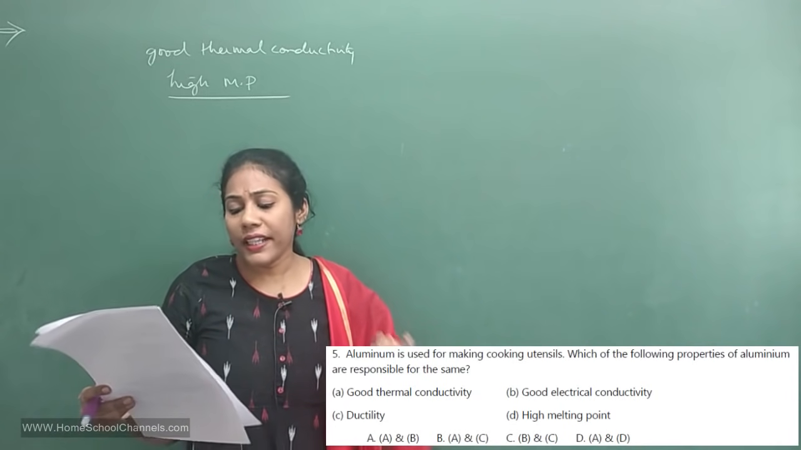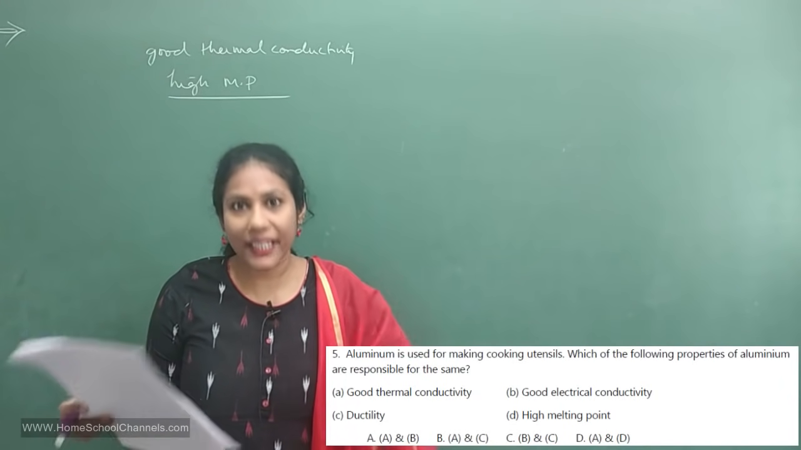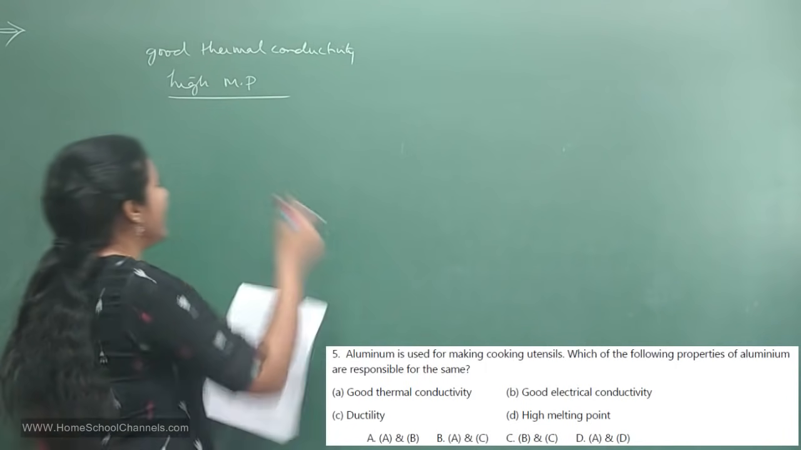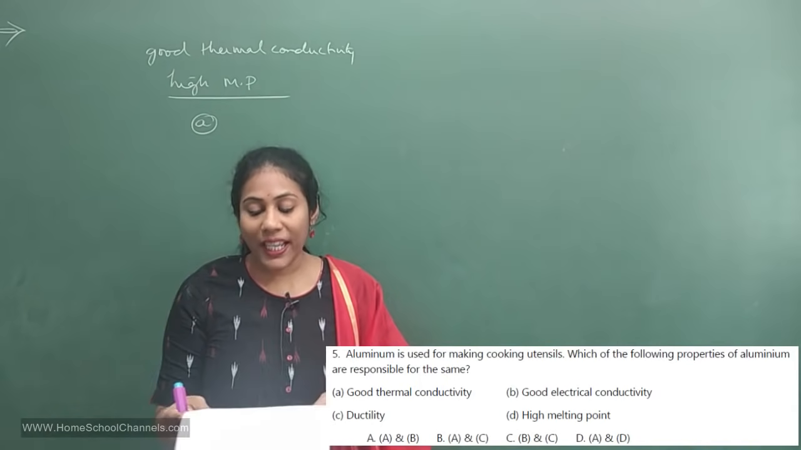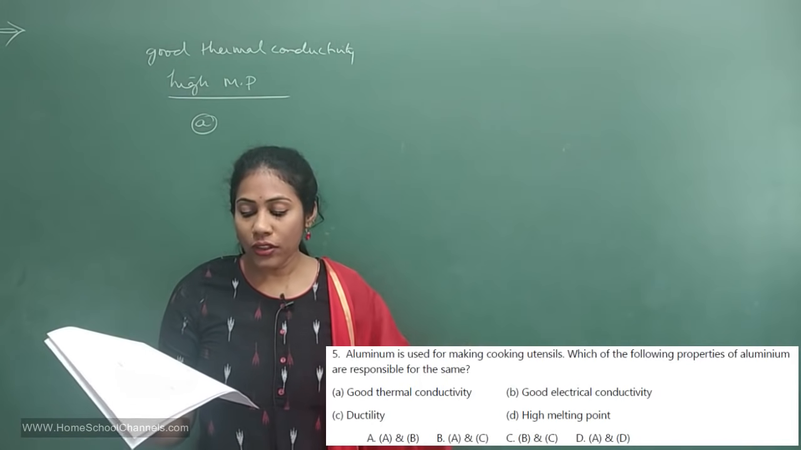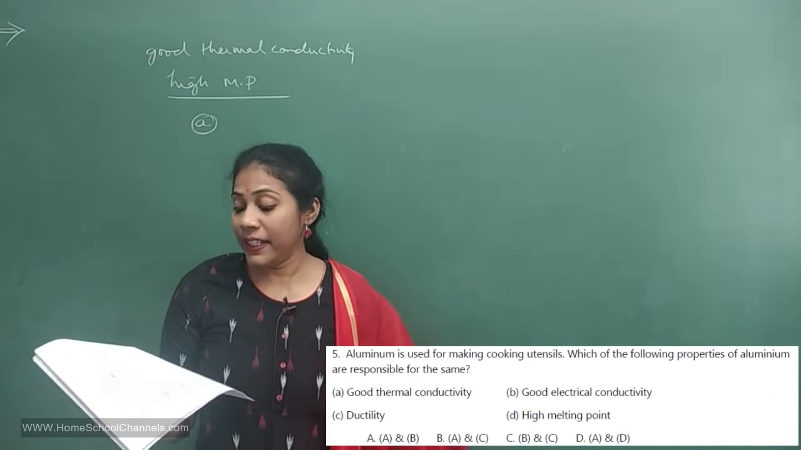So now read out the sentences and select the option. First sentence, good thermal conductivity, yes. That means sentence A is correct. Second one, good electrical conductivity, no. C, it's because of ductility, no. Is it because of high melting point?